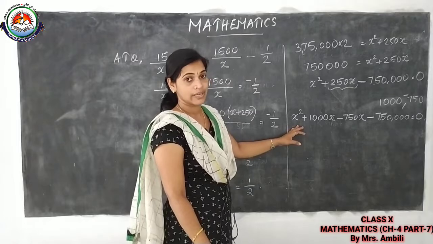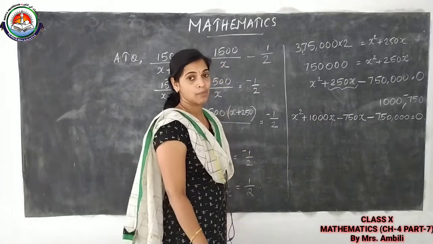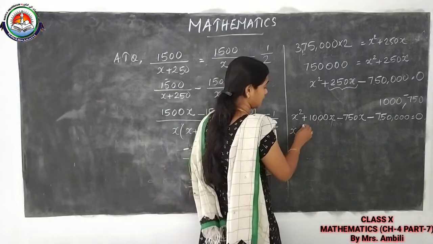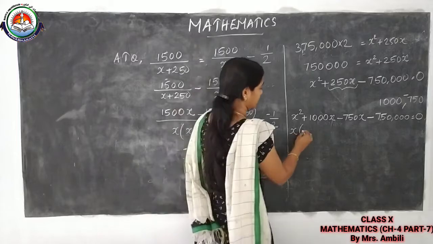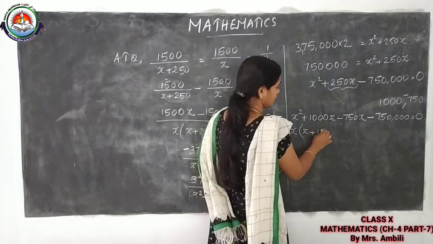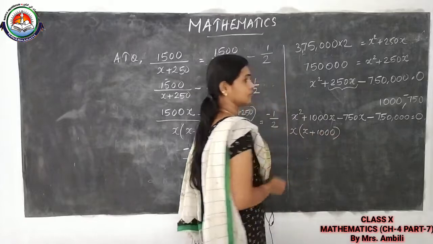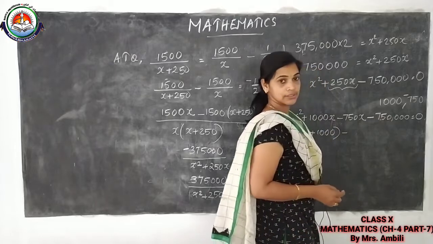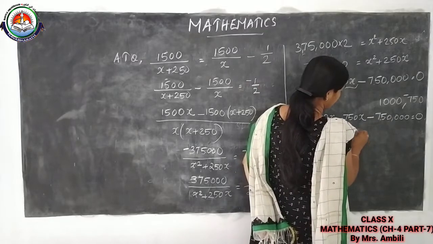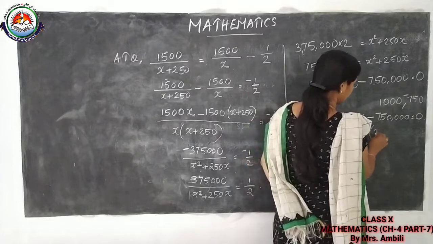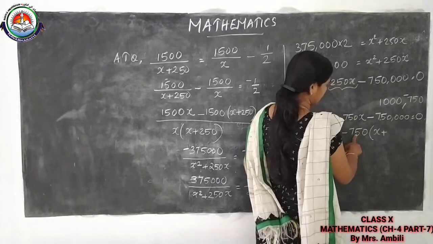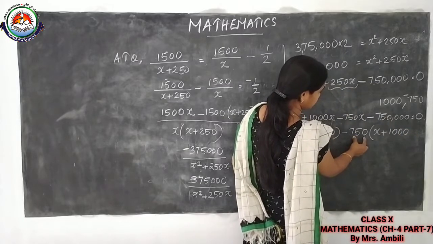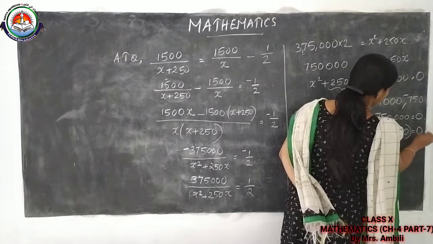Common term we can take outside. In x square plus 1000x, what is common? x. So we take x outside, and what is remaining? x plus 1000. Then from the other two terms, what can we take outside? 750, minus 750. What is remaining? x plus 1000. So x plus 1000 and minus 750 into x plus 1000, equal to 0.